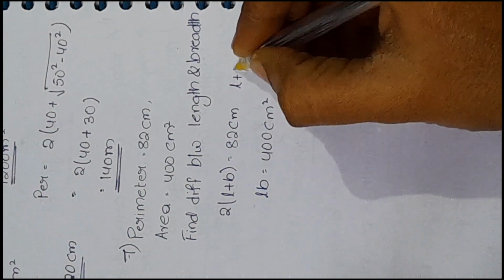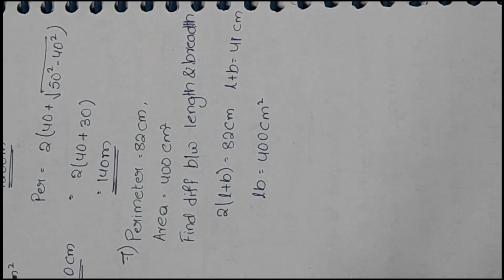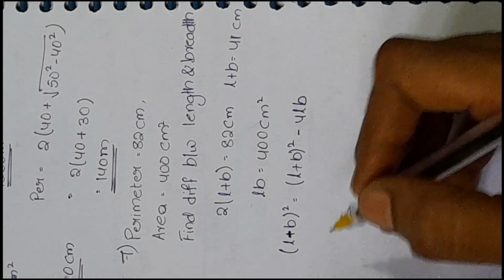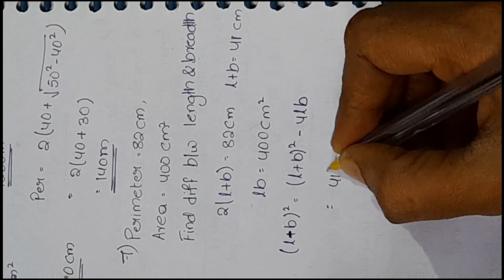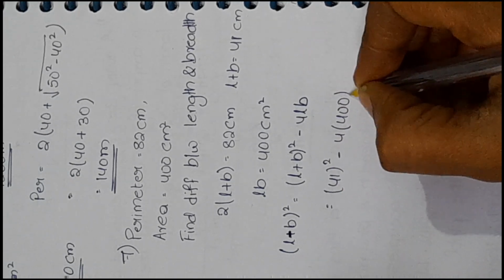From this, L plus B, that is length plus breadth, is equal to 41 centimeters. To find the length and breadth, (L minus B) whole square is equal to (L plus B) whole square minus 4LB. Now substitute the values. 41 whole square minus 4 into LB, which is 400.